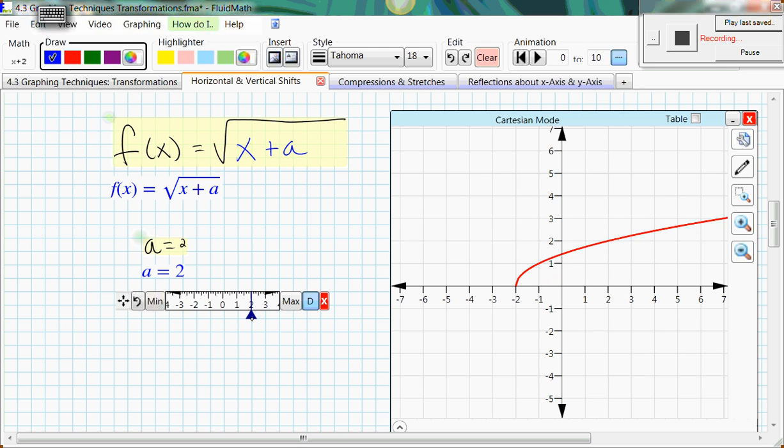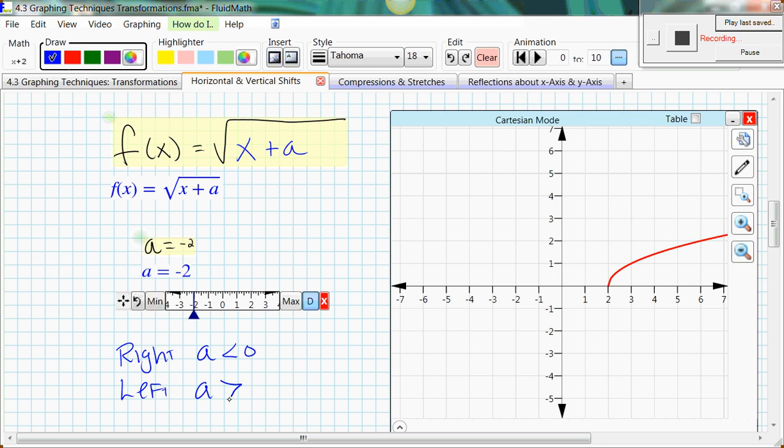If I add 2, notice it moves 2 units to the left. That's because we're increasing the value of the domain. So the domain can now be negative 2 and everything greater than that. If I go back to 0, move my slider to the left and add negative values of a, notice that my graph moves to the right. So it's opposite of what you think. These are horizontal changes. Your function will move to the right if a is less than 0, and to the left if a is greater than 0. It's counterintuitive to what you'd think it would be.